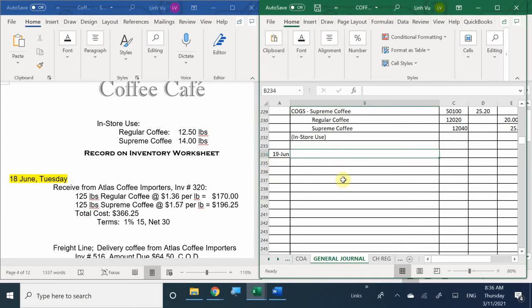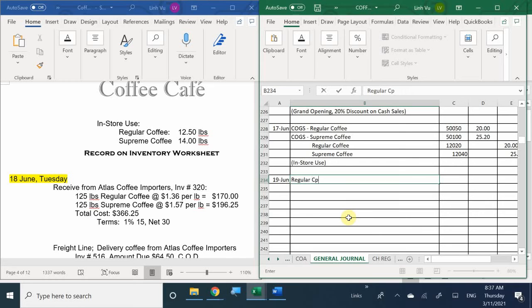Perfect. All right. So we're going to place it in its actual inventory account, which is regular coffee and supreme coffee. And here we received a bill. Are we going to pay for it right now? No. So it's going to be another accounts payable.